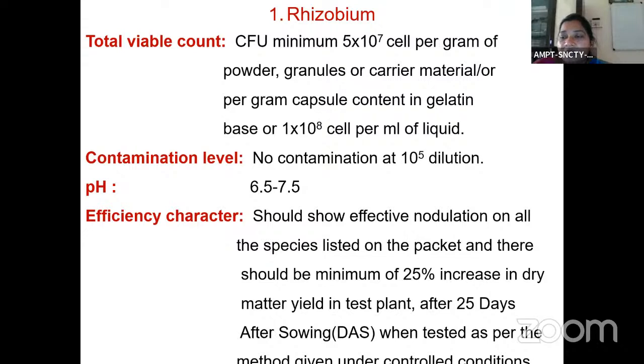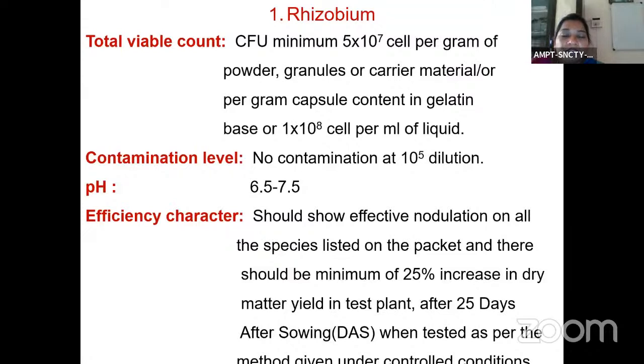Liquid biofertilizers are also gaining importance now because we are using them in fertigation. We are recommending these liquid biofertilizers. The fertigation dose is half a liter, 500 ml of liquid biofertilizer, which has 10^11 cells, a minimum of 10^8 cells. We are recommending 500 ml for 1 acre of land. These are the specifications given for Rhizobium.